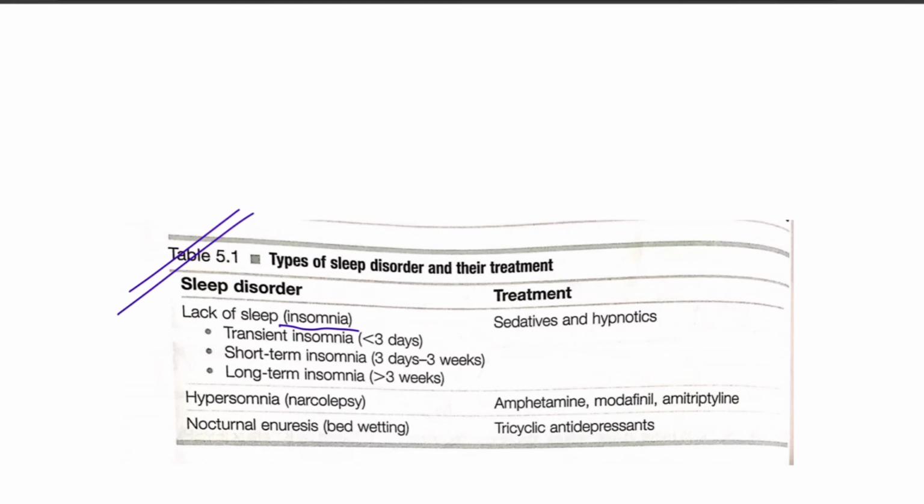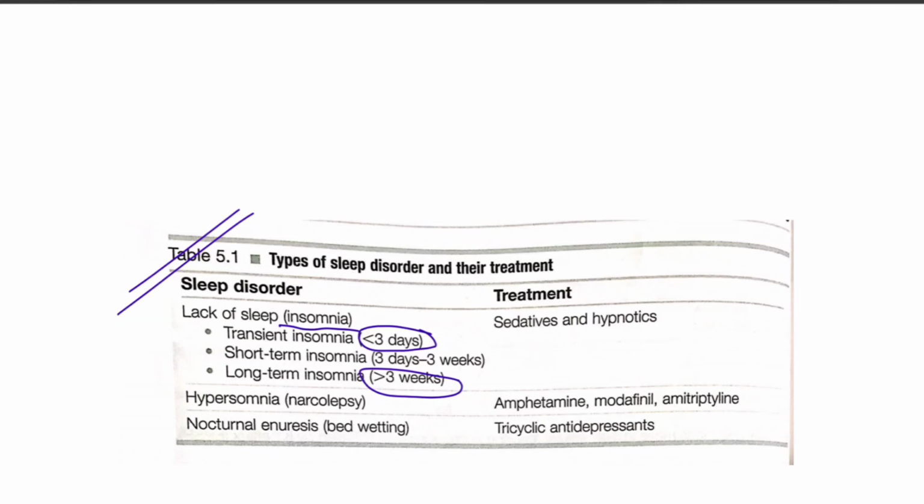So what is transient insomnia? It usually occurs for 1 to 3 days, where people are not getting sleep for 1 to 3 days. Short-term insomnia lasts from 3 days to 3 weeks, and they are usually unable to sleep. Long-term insomnia extends for more than 3 weeks, where they are not able to sleep at all. It might be due to stress, depression, or other mental problems.